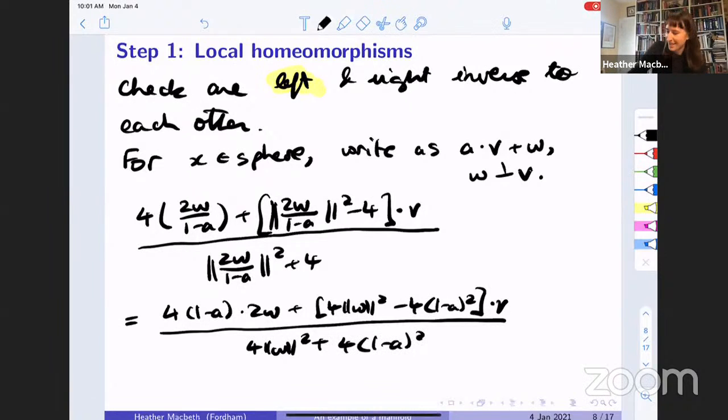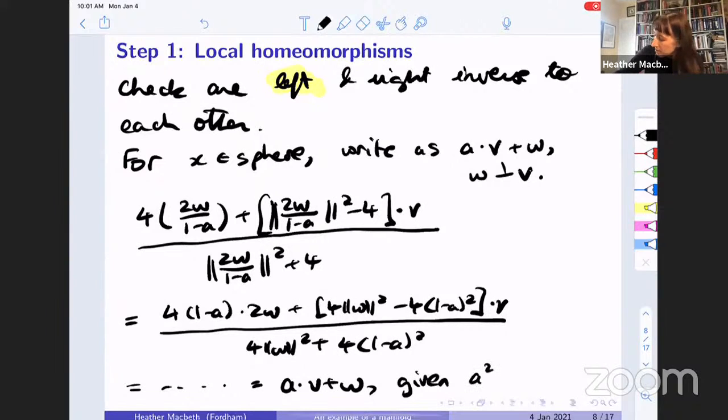And as you can see, I deliberately didn't leave myself enough room to do this calculation in full. But I do some work and eventually I get back to a times v plus w. And at some point in this calculation, you need to use the fact that we're in the sphere, which is the algebraic identity that a squared plus the norm of w squared is 1.